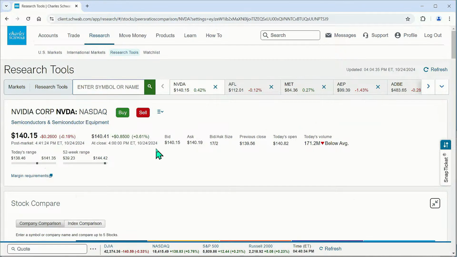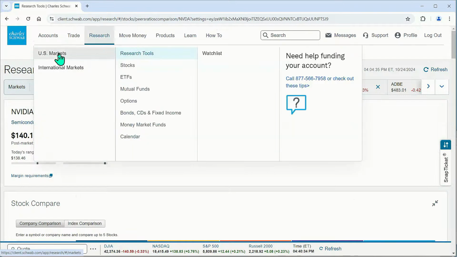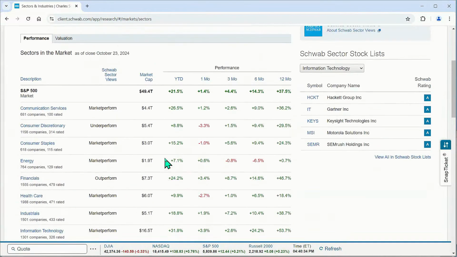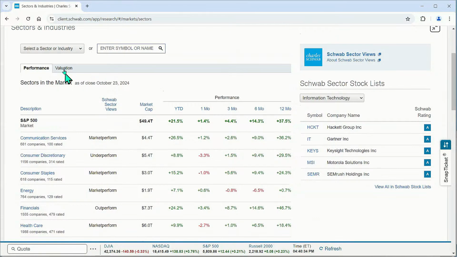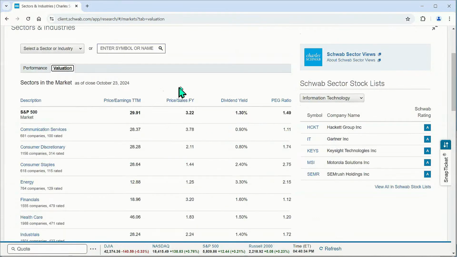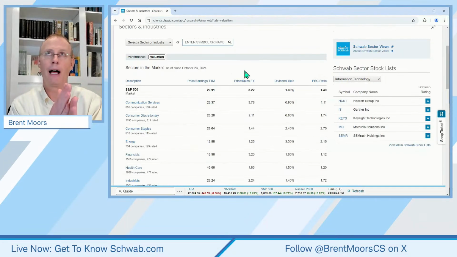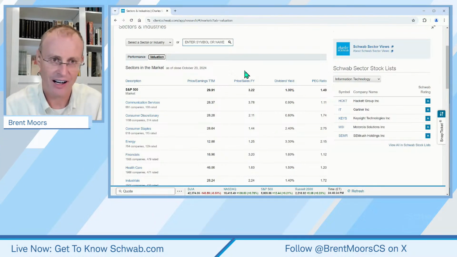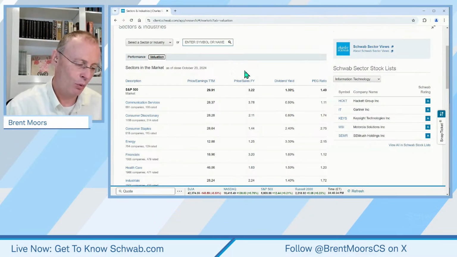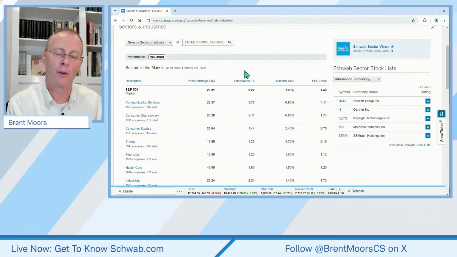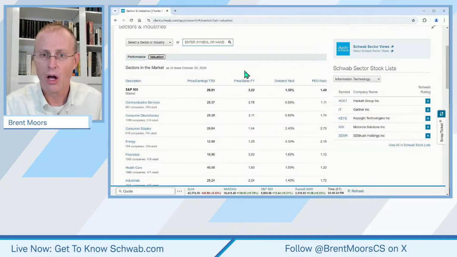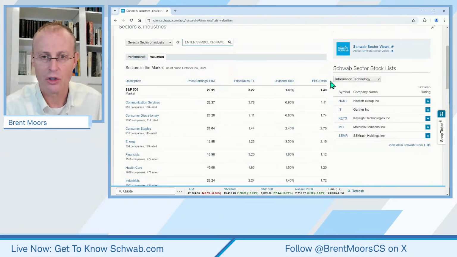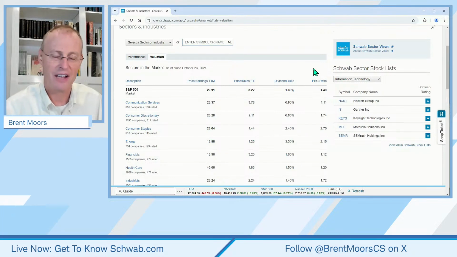But if you're trying to find companies, you may consider going the process we did. You go to research, go to US markets, scroll on down to your sectors, and then you can go to valuation. You can find those sectors that meet the criteria that you're looking for, and then narrow it down to the individual stock. So we'll call that an unconventional top-down approach, focusing primarily on that PEG ratio we used to try and find some potential companies. And there you go, folks.